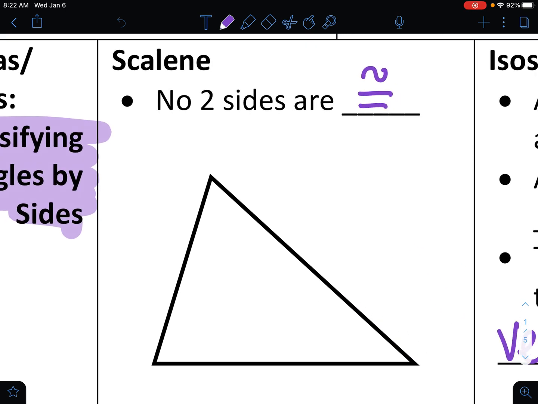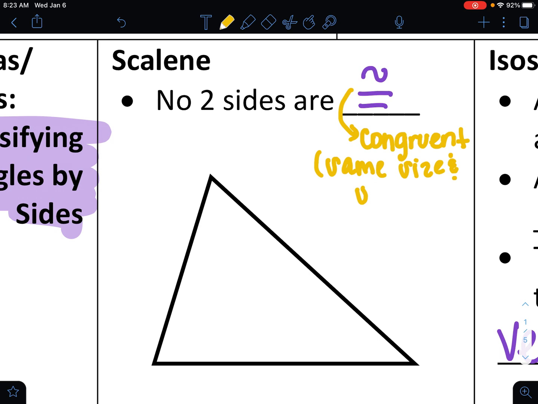So the first classification for sides is scalene. And we can see here that no two sides are congruent. Don't forget that symbol means congruent. And congruent simply means same size, same shape, things like that. So I'll just write that underneath. Congruent just means that two or more objects have the same size or same shape.